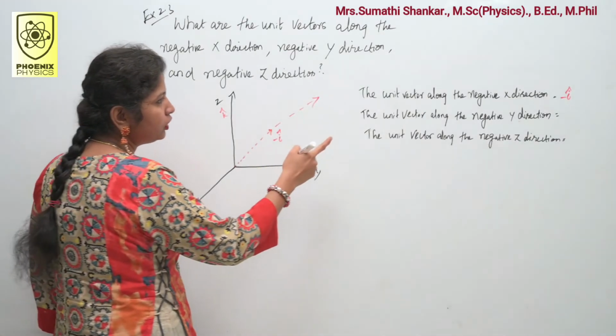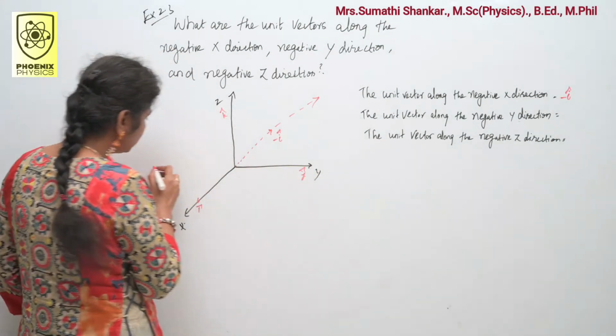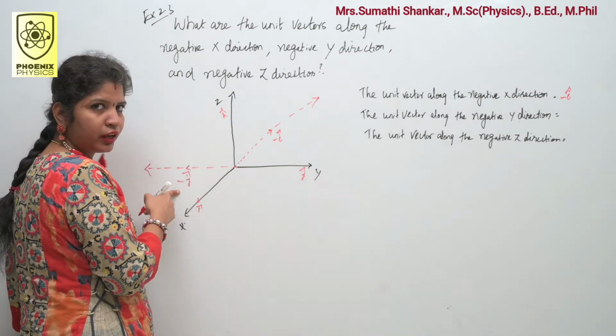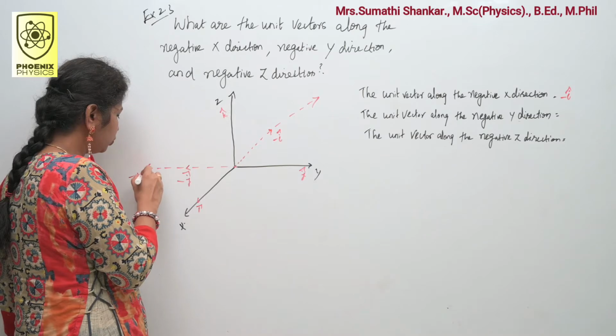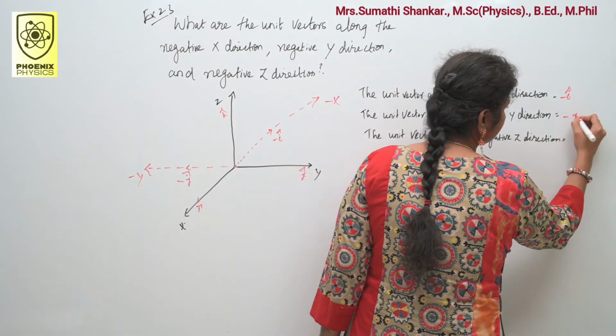Then the unit vector along the negative y direction. This is my positive y direction, so this is the negative y direction. Minus j acts on the negative y direction. So the unit vector along the negative y direction is minus j vector.